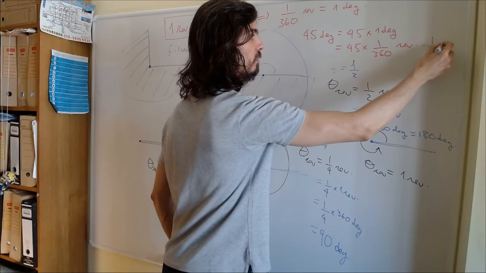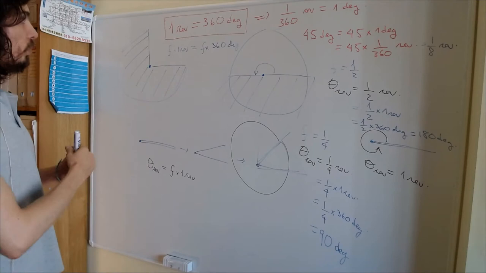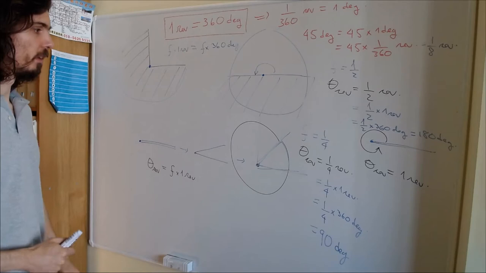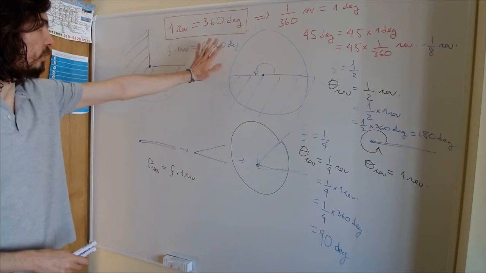Okay, so this is a conversion factor. It allows you to go back and forth. You just rearrange as you wish, or you multiply by f. And then if you have f, you can also convert between one side and the other.